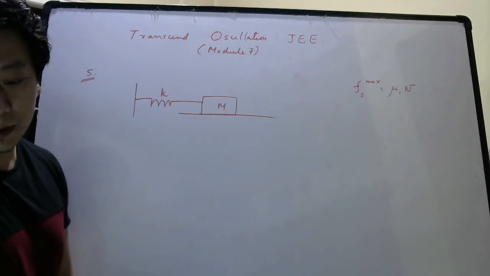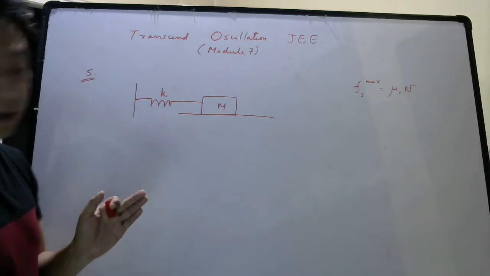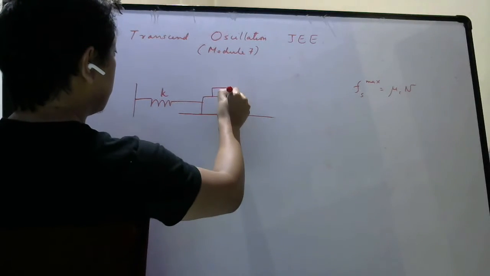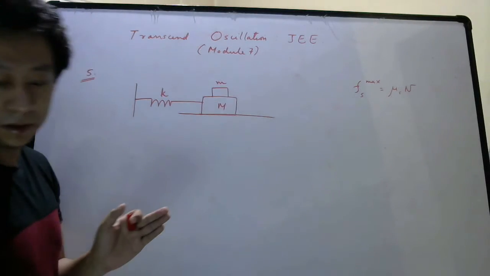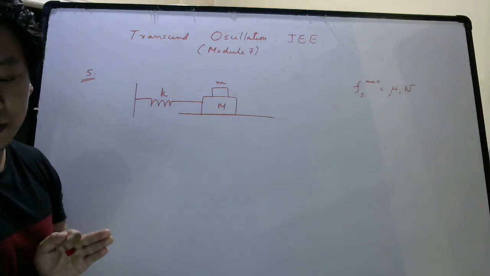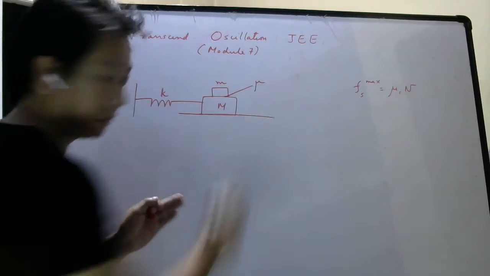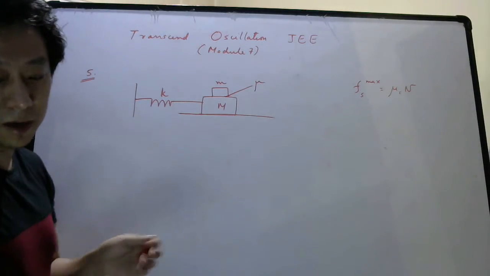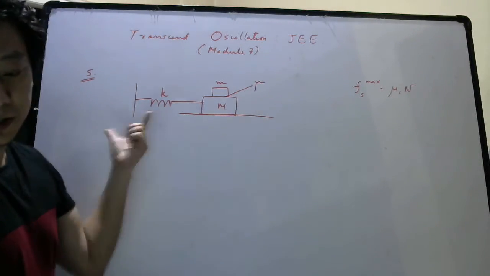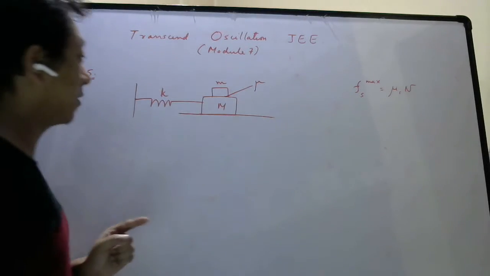And the other end of the spring is attached to the wall as I have shown. A second block with mass small m rests on top of the first block. The coefficient of static friction between the two blocks is mu. Find the maximum amplitude of this oscillation such that the top block will not slip on the bottom block.